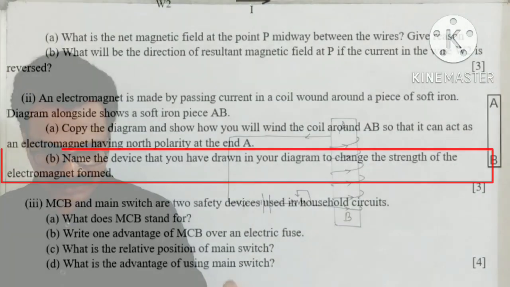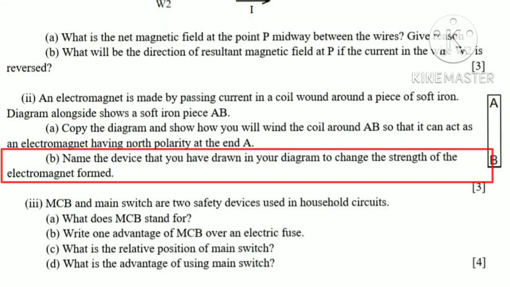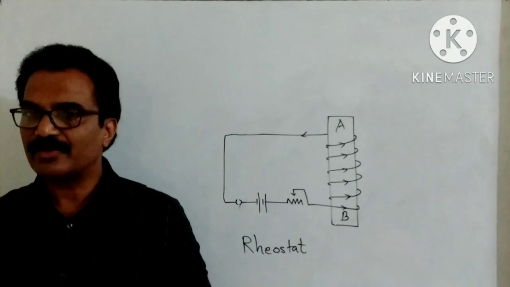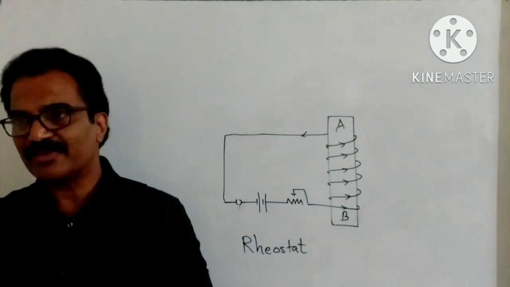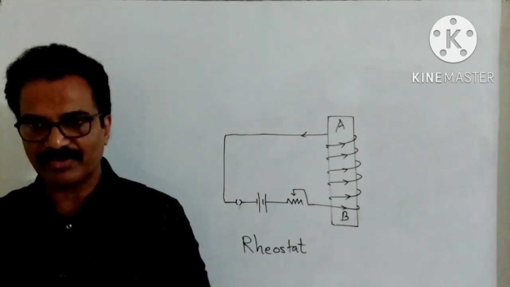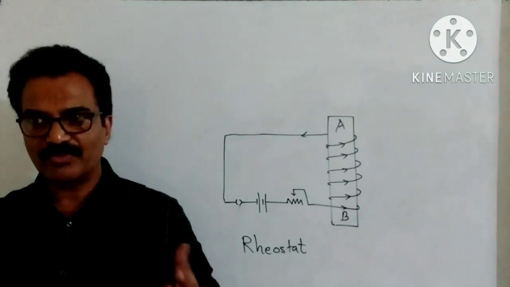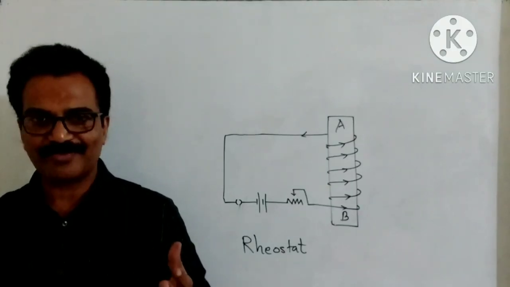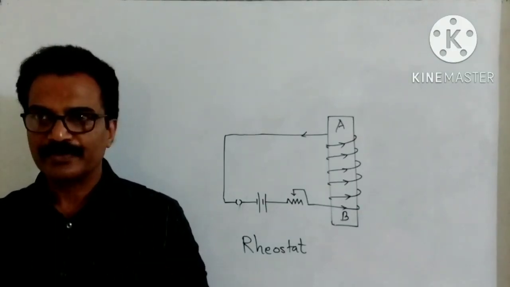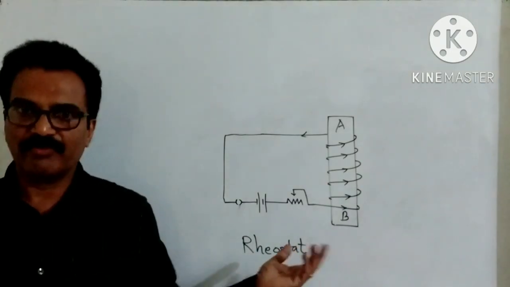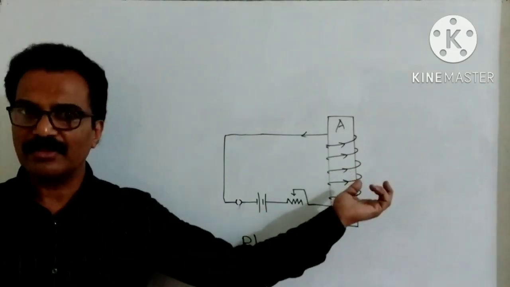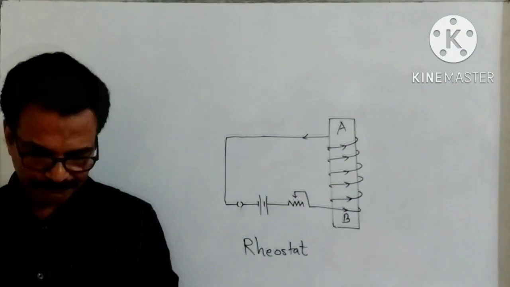Name the device that you have drawn in your diagram to change the strength of the electromagnet formed. Rheostat. What is a rheostat? That's a variable resistance only. A rheostat is used in a circuit for what purpose? To vary the current. That's all. If I vary the current, quite naturally, the strength of the electromagnet will vary.